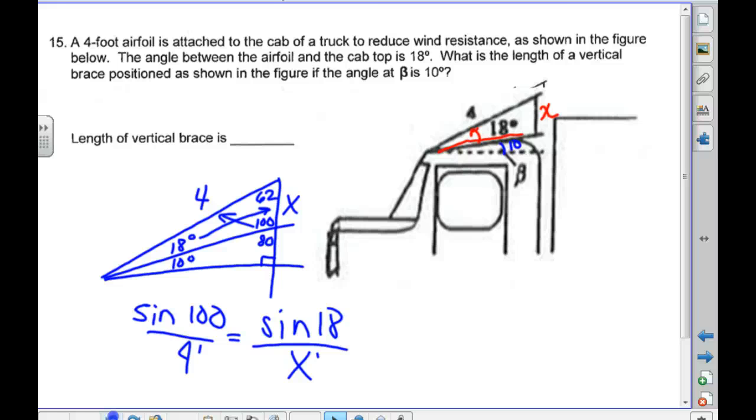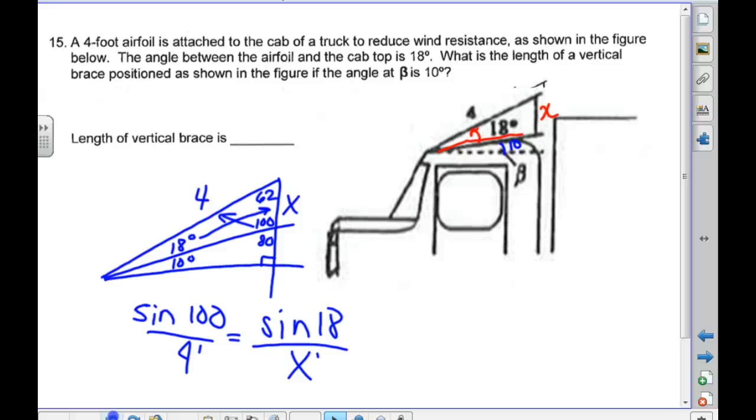I think what's going on is this 90 is close to 100. So this triangle is somewhat proportional to this triangle, but they're not exact, because you have to have equal angles to be similar triangles. Very interesting. I think I know what it is. So X is the length of the brace, right? Yeah, that's all we need is X.